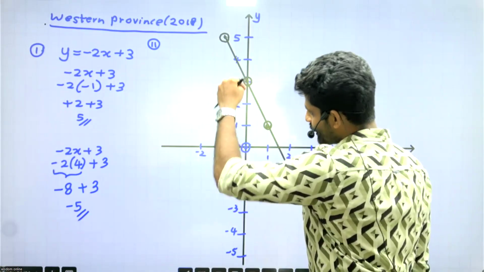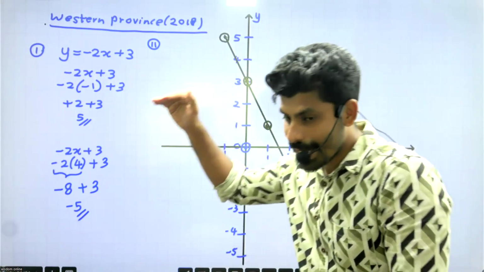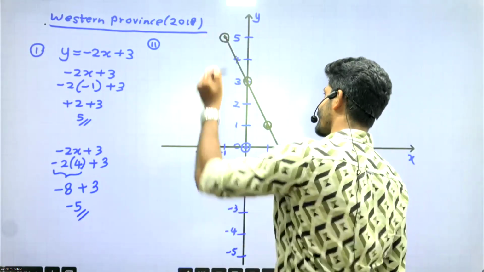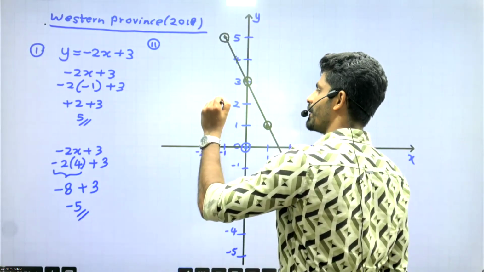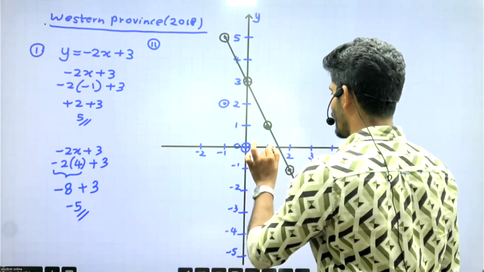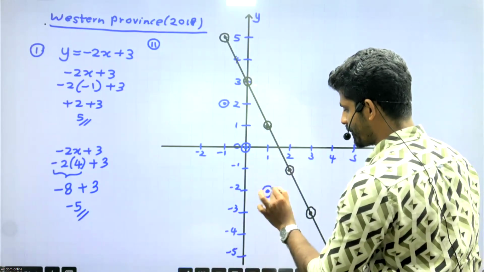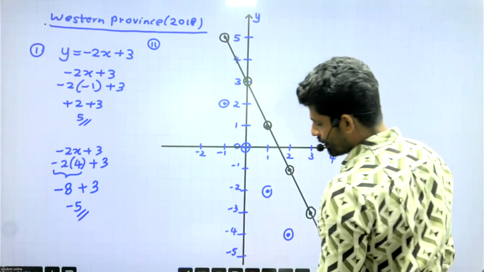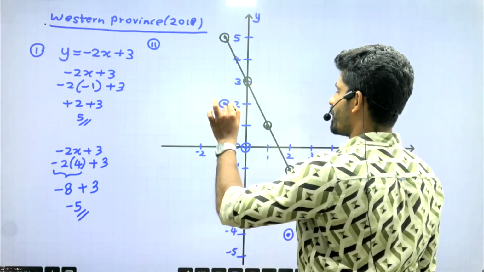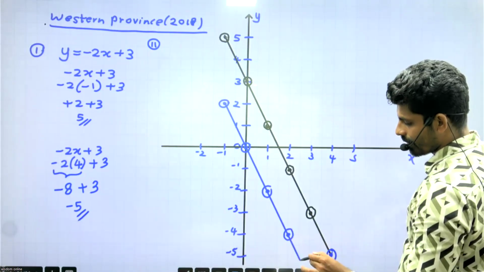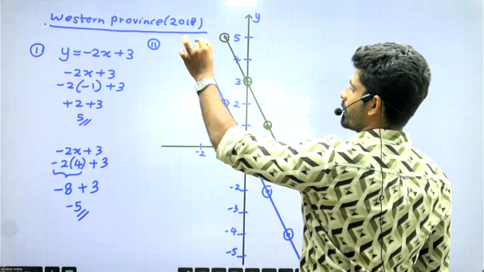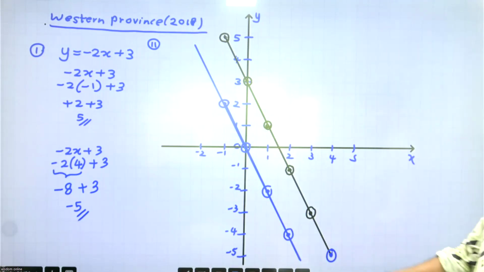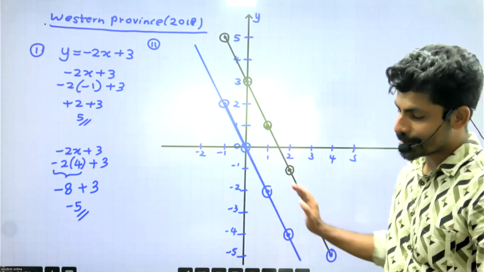1, 2, 3 points down. So we need to move 3 points down. This one goes down, so we need to take 3 down. 1, 2, 3. Right, very good. So this is the graph parallel to the black color one and passing through the origin.